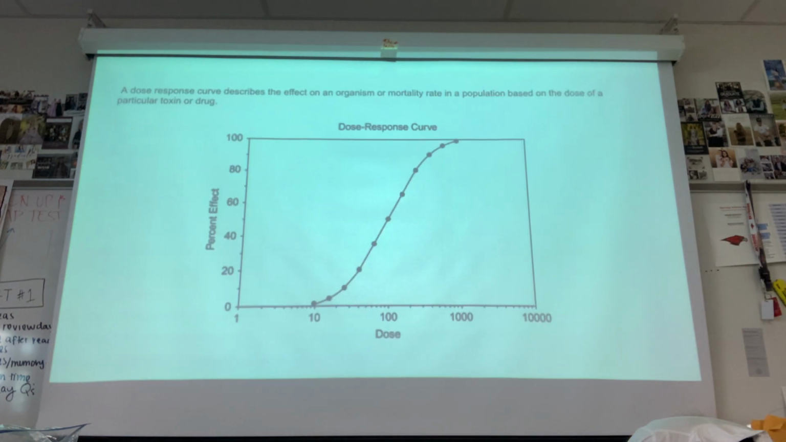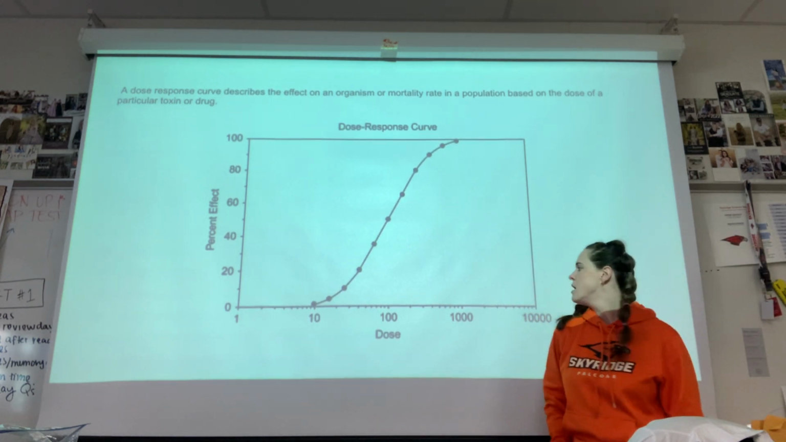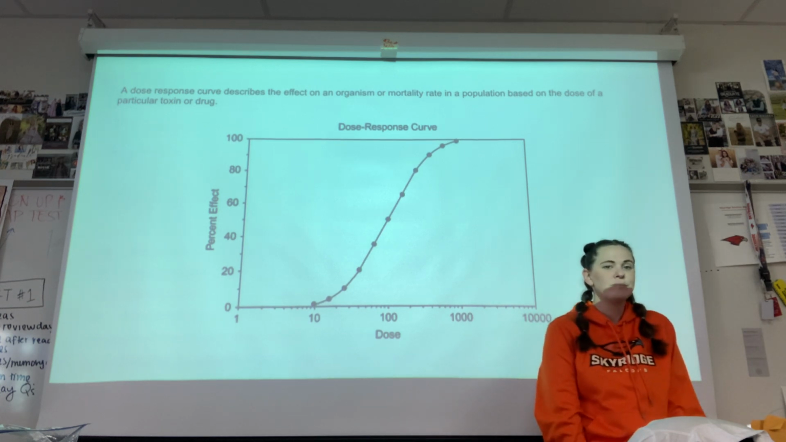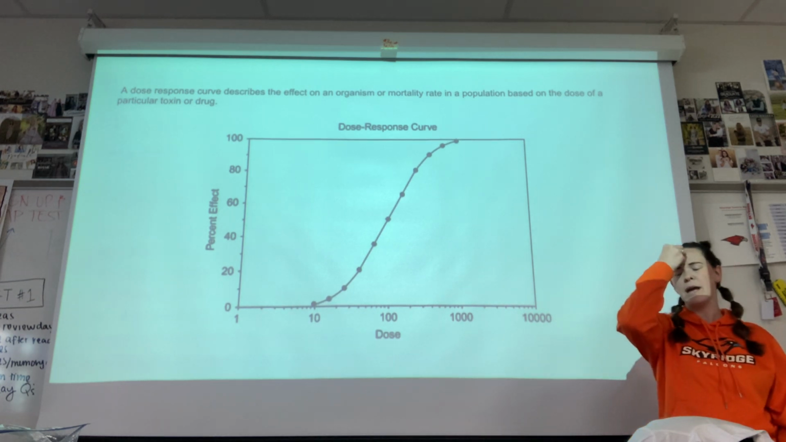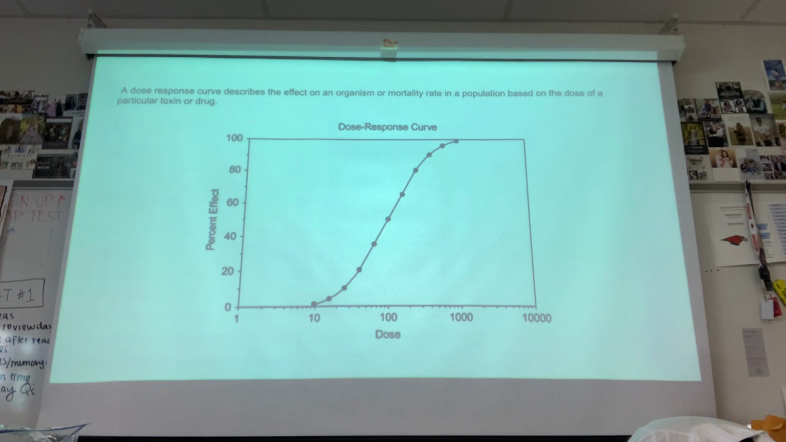Let's see if there's a better graph. There we go. Okay, let's practice this one. With your table mates, at what dose do we see the LD50 in this population? Don't say it out loud. Keep it in your brain. Talk with your table mates, decide at what dosage is the LD50 for this graph.